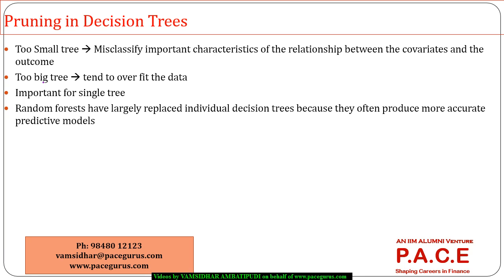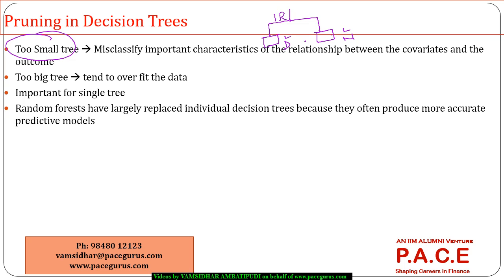Now, why do we really need to prune the decision tree? Why can't we keep it by default itself? Try to understand two things. If the tree is too small, only one layer, only this much, what could happen? There is only one rule, so based on this rule, my data would be classified either here or here. So this would be the leaf node. This might be default, this might be no default, which means there is only one single variable influencing the default versus the non-default.